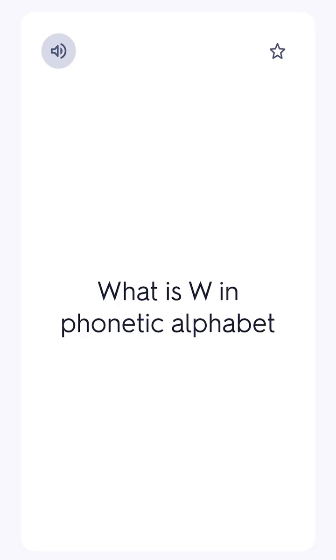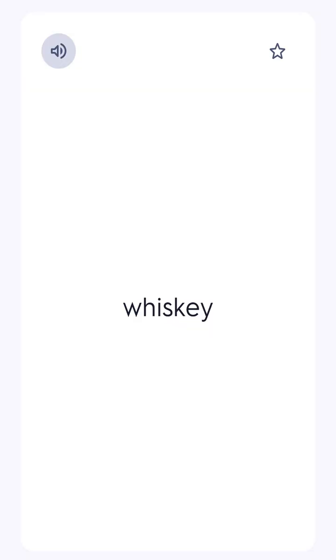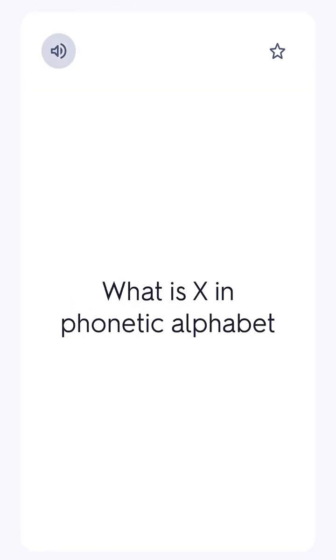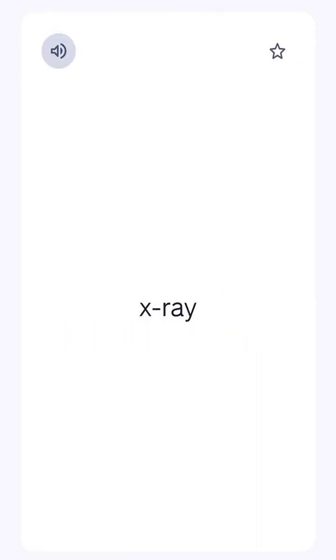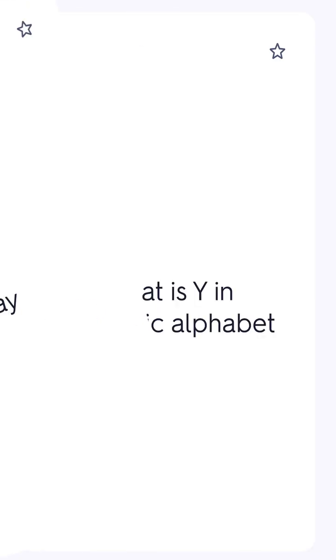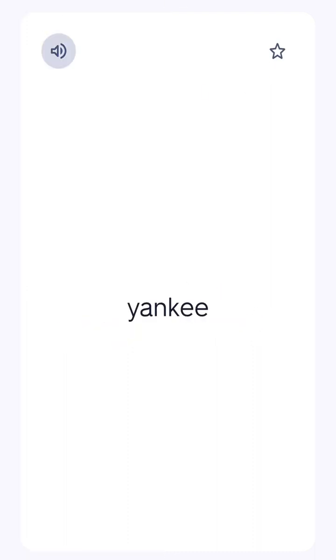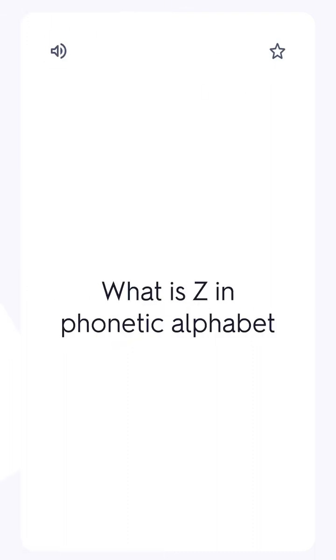What is W in phonetic alphabet? Whiskey. What is X in phonetic alphabet? X-ray. What is Y in phonetic alphabet? Yankee. What is Z in phonetic alphabet? Zulu.